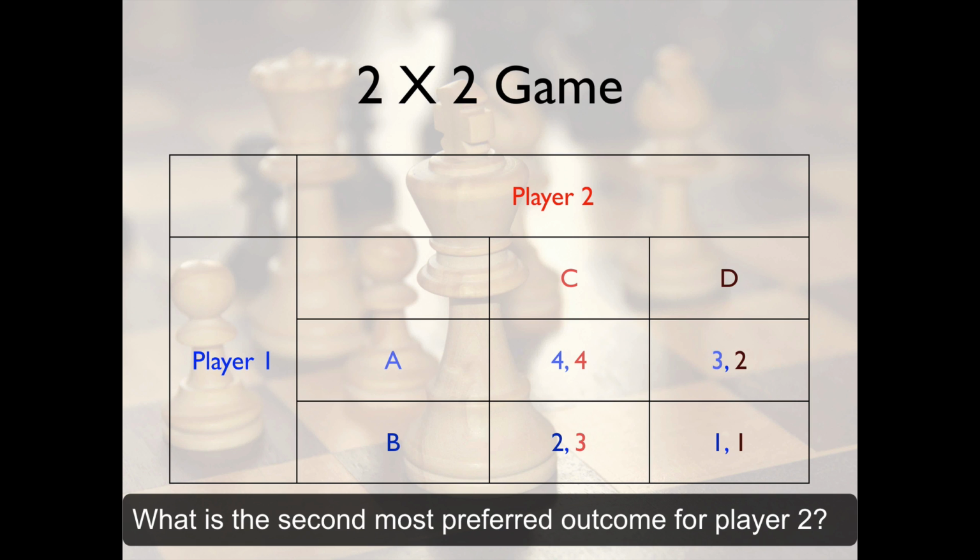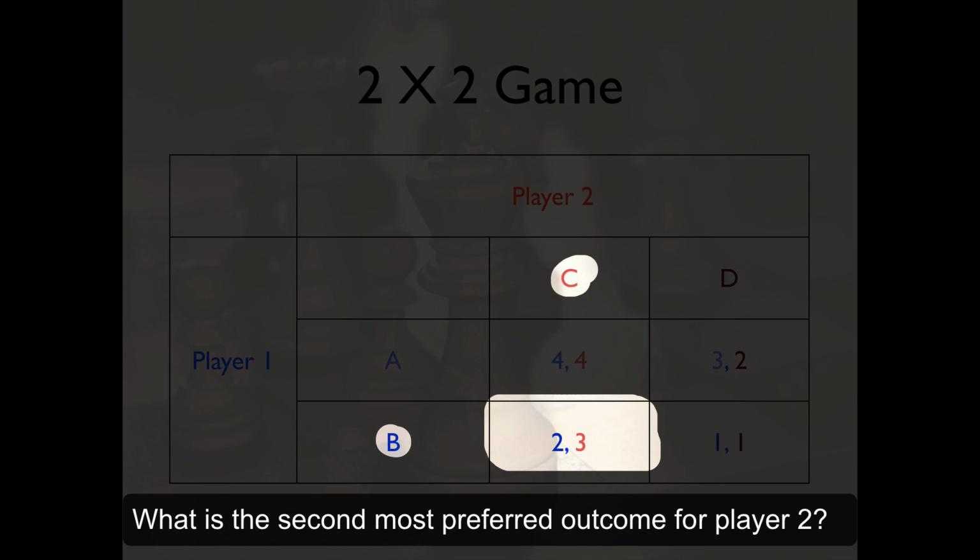Well, hopefully in that case you just looked at the red numbers, and we have 4 red numbers: 4, 3, 2, 1. And I know 4 is the most preferred outcome, and 3 is the second most preferred outcome. So which one is that? Well, that's the combination of choices, or the outcome BC, where player 1 chooses B and player 2 chooses C. You can see the red number there, 3. That's the second most preferred outcome for player 2.